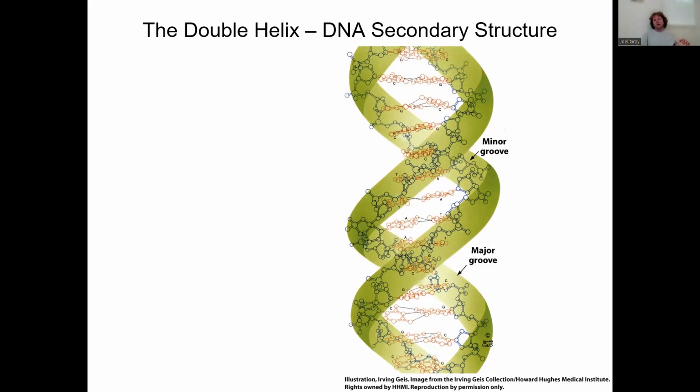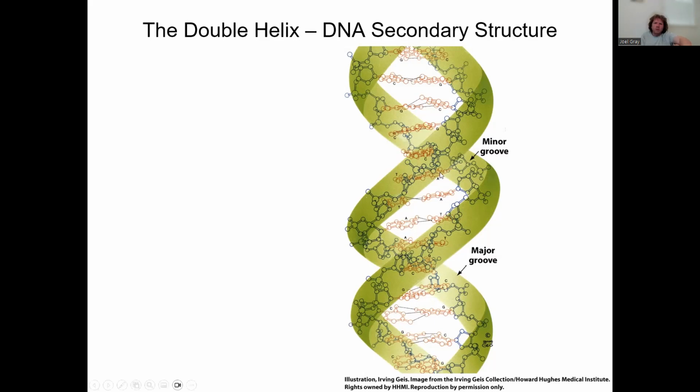Now, when we look at this double helix, this is referred to as a DNA secondary structure. The reason for that is it's higher order. There's more complexity to it. So it's not simply the sequence of the base pairs, but instead how those bases pair up with one another. And what does this thing look like in 2 and 3 dimensions?